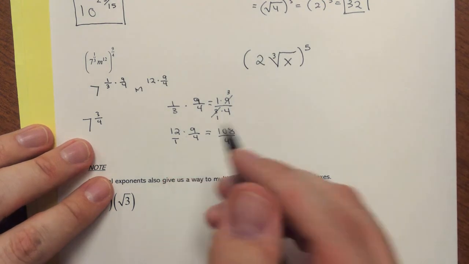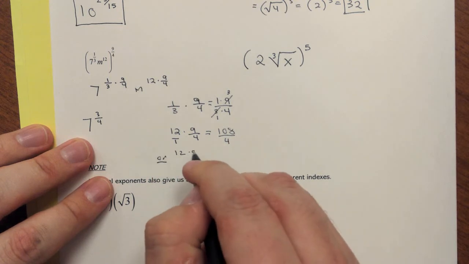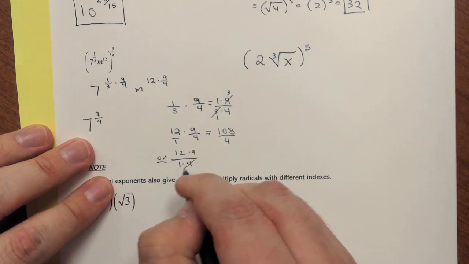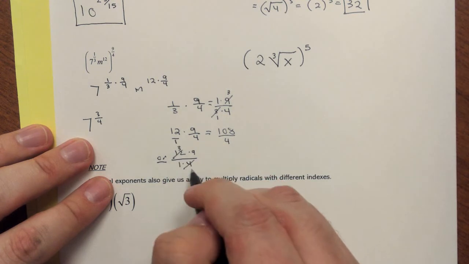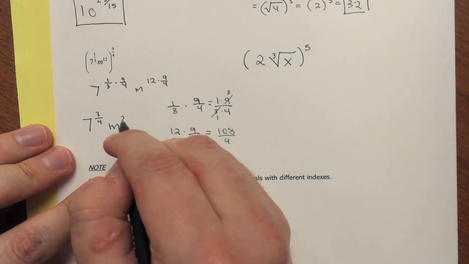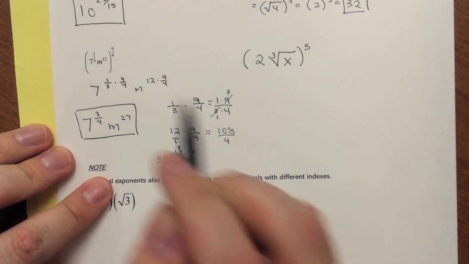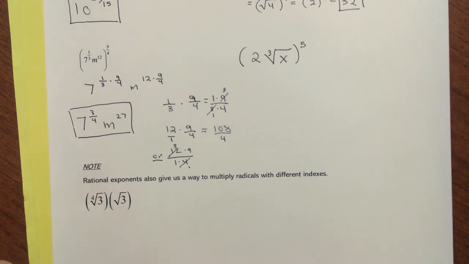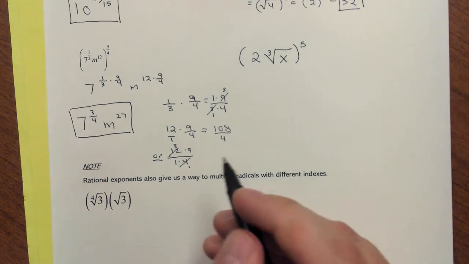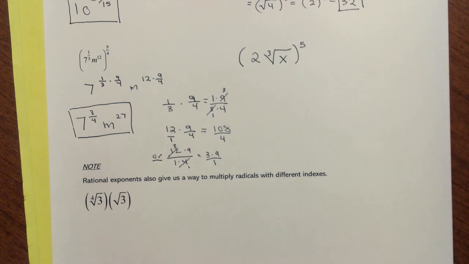Or, as I said, the other way you could do this, 12 times 9 over 1 times 4. Simplify this, be left with a 3 and a 1. It's 27. So that's just some food for thought on how you could do this possibly more efficiently.